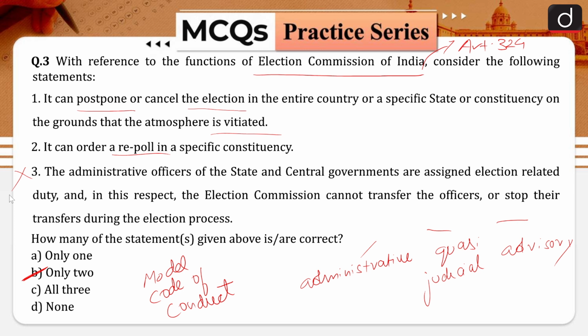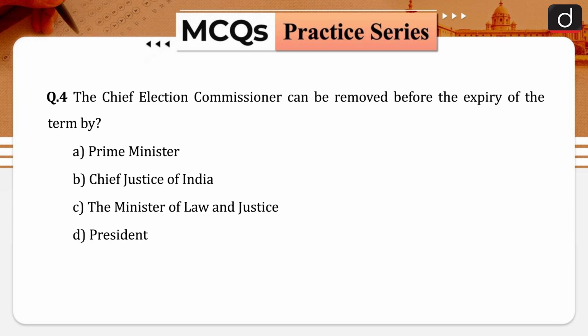Moving forward to the next question of our today's discussion. So the question is, the Chief Election Commissioner can be removed before the expiry of the term by option A, Prime Minister, option B, the Chief Justice of India, option C, the Minister of Law and Justice, and option D is the President of India.